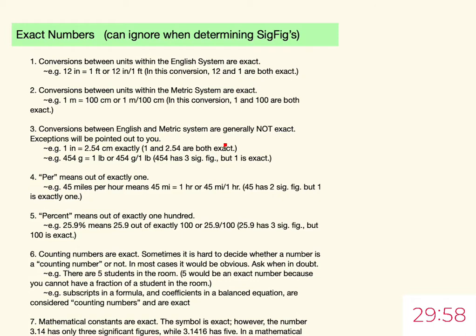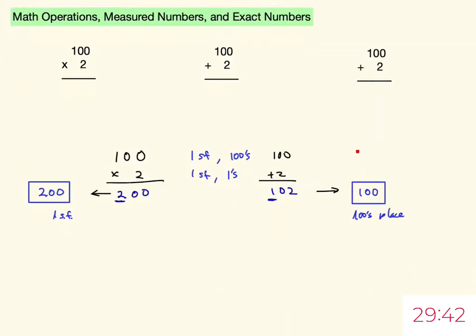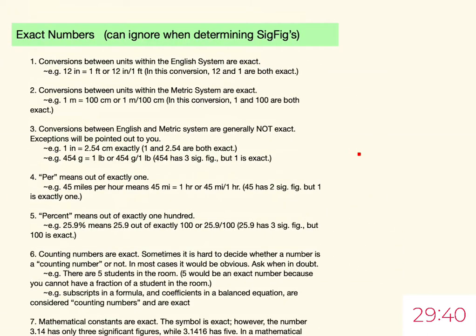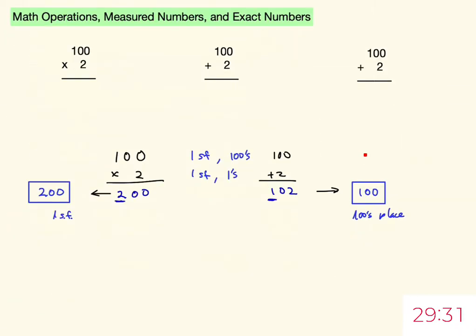Exact numbers, you can ignore those when you're counting. They have an infinite number of sig figs, which means you can just ignore them, because what you look for is the thing with the least number of sig figs. That's what's limiting in your answer, not the one with the most. So there's a list in your videos and in your text and posted on the blackboard of the things that comprise, or most of them, what we call exact numbers.